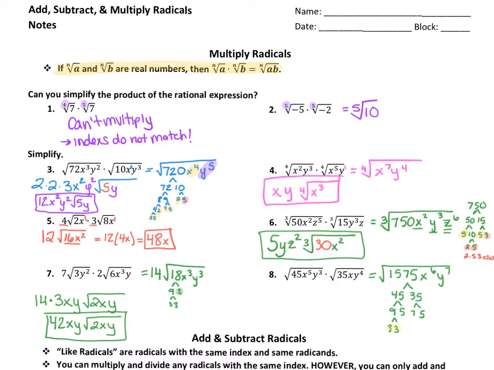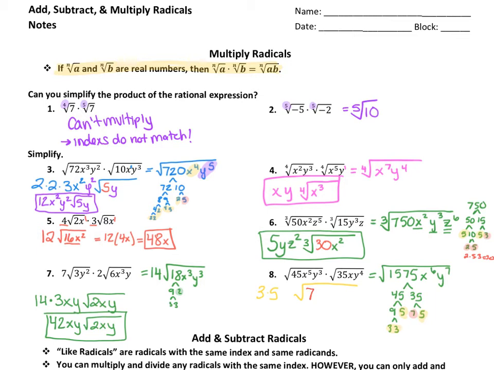So I have a pair of 3s, and I have a pair of 5s. So that means a 3 and a 5 are going to come on the outside. And this 7 that's left is going to go on the inside.